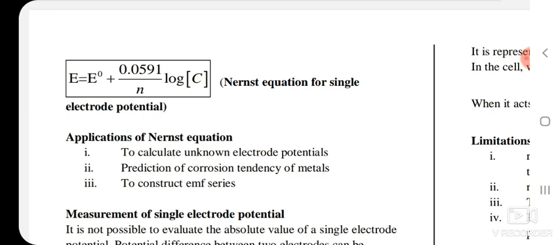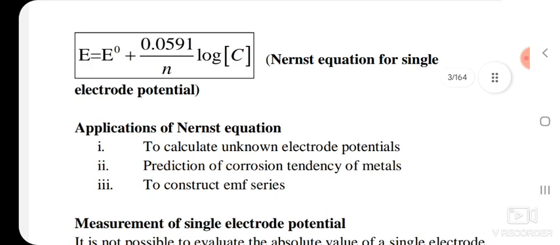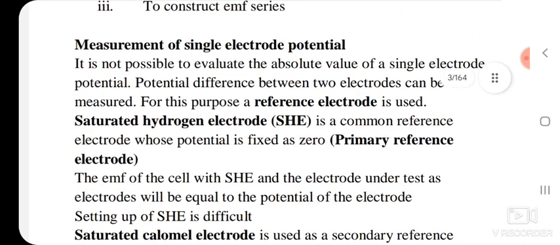Applications of Nernst equation: to calculate unknown electrode potentials, prediction of corrosion tendency of metals, to construct EMF series, measurement of single electrode potential. It is not possible to evaluate the absolute value of a single electrode potential. Potential difference between two electrodes can be measured.